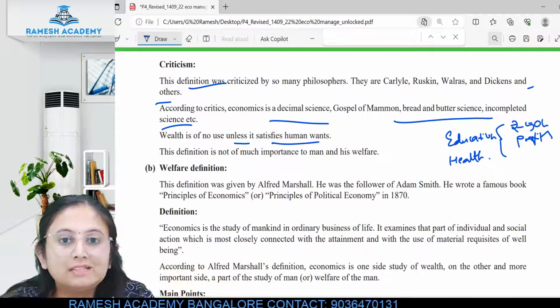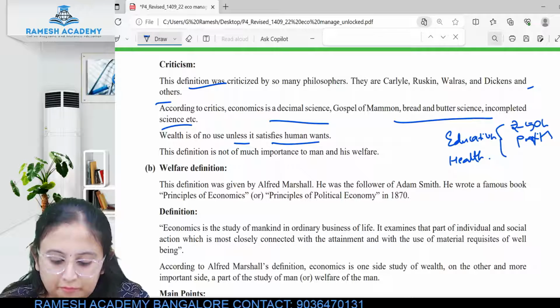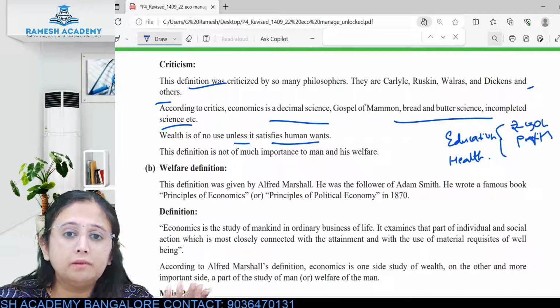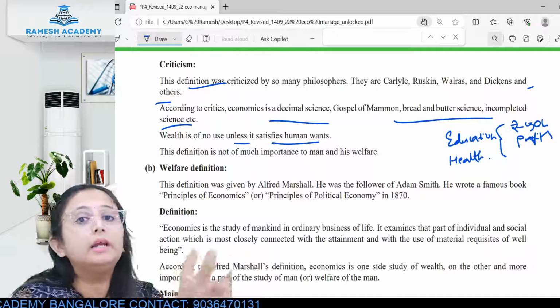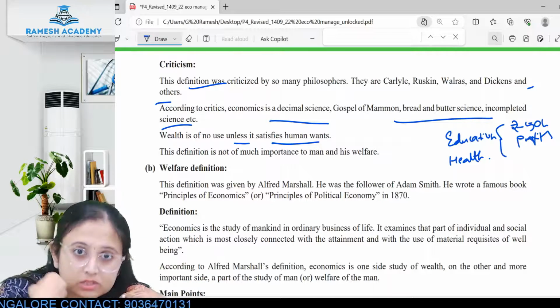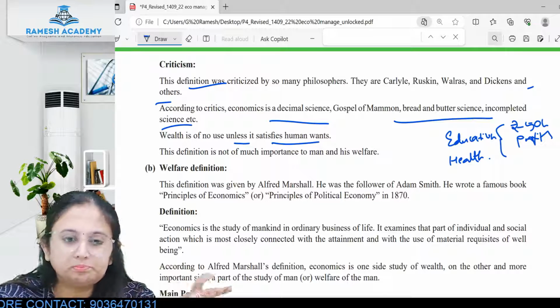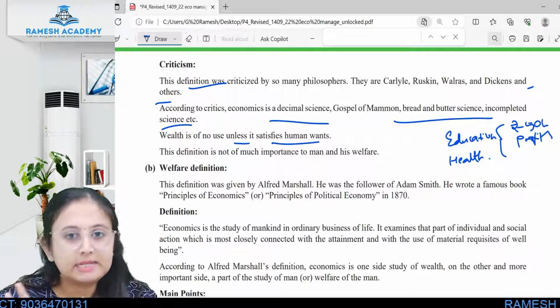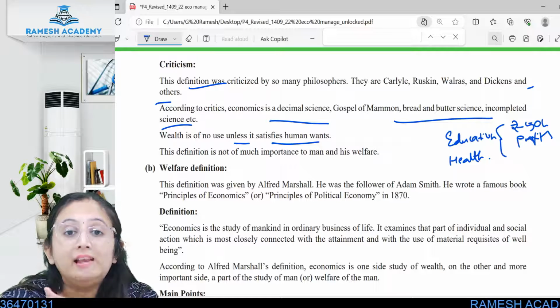So that was the next criticism, that this definition does not give much importance to human beings, only to money. Human being, his welfare, his health, what is good, what is not good, nothing, only money. So that is wrong. So that was criticized like that. Okay, next we have the welfare definition.